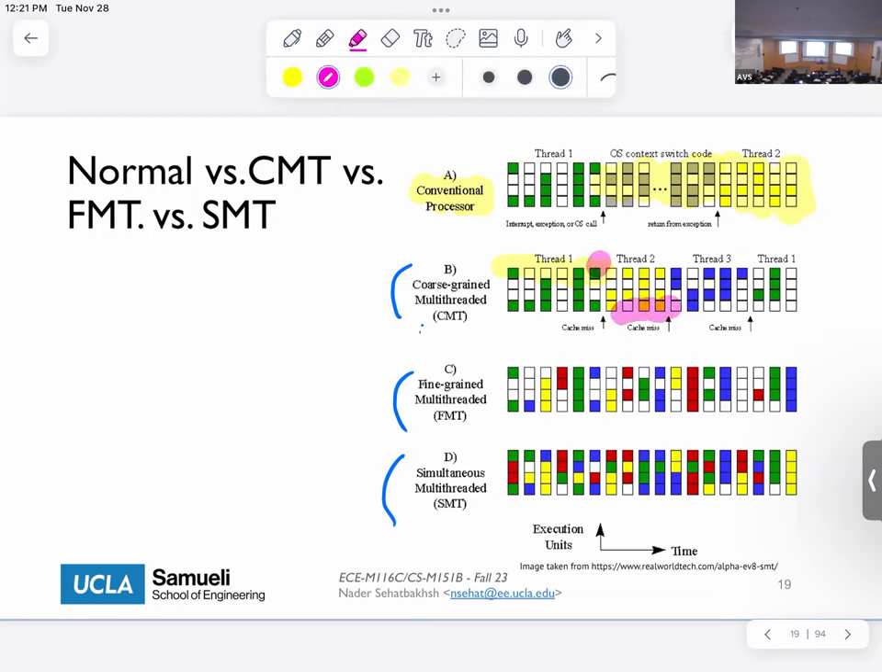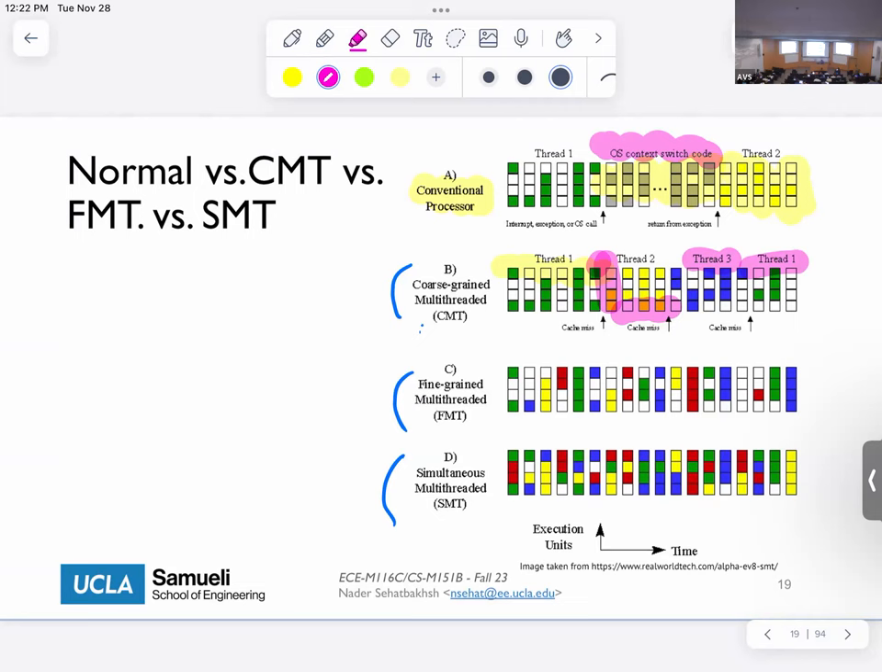As you can see, there is no space between them. What used to be the OS taking over and spending a lot of time can now be switched very quickly because we are adding more hardware. So this part is done by hardware, and then I can keep switching between different threads. We call this coarse grain multithreading.